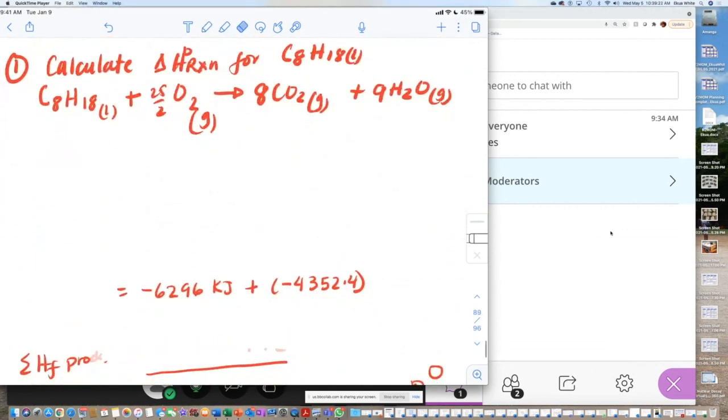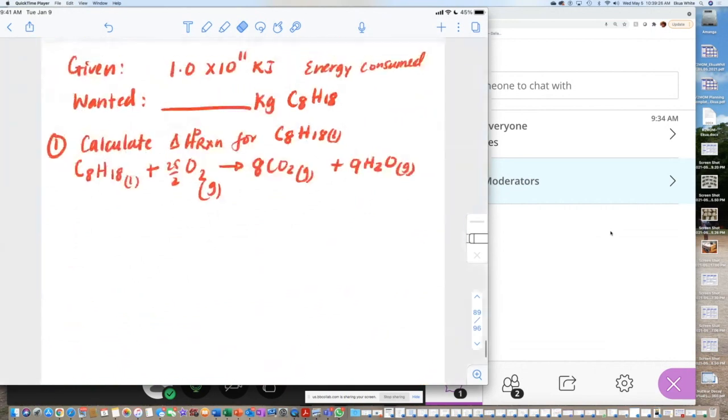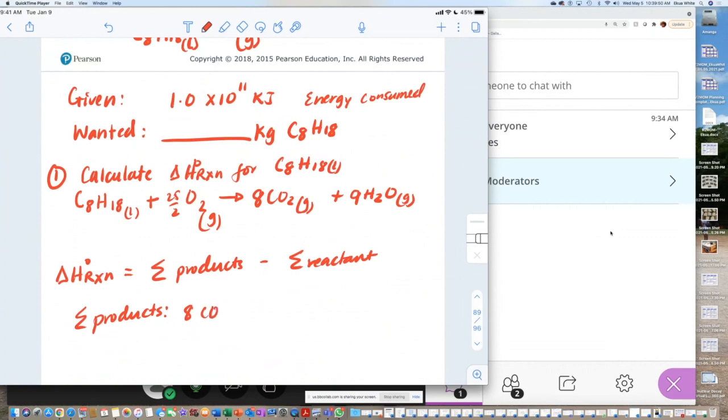Okay, we can do this. Let me go ahead. I'm going to erase all of this right here, because I'm starting from scratch. Okay, do we have these numbers? Delta H of reaction, like we saw before, will be, of course, sum of products minus sum of reactants, just like we did before. Sum of products. This is 8 carbon dioxide plus 9 waters.